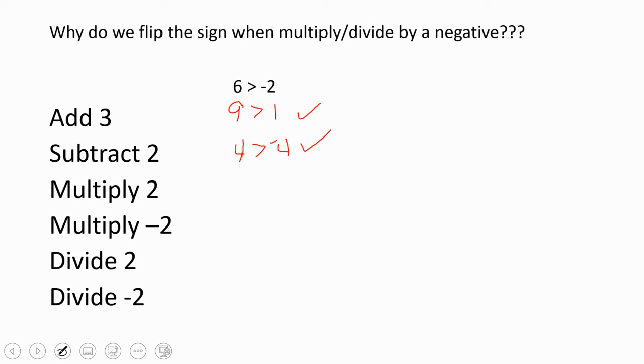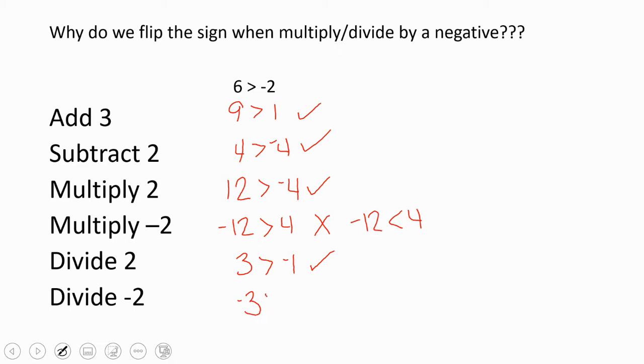Let's look at when I multiply by 2. I get 12 is greater than negative 4. It's true. How about when I multiply by negative 2? I get negative 12 is greater than 4. That's not true. Negative 12 is less than 4. Okay. How about when I divide by 2? I get 3 is greater than negative 1. That's true. How about when I divide by negative 2? I get negative 3 is greater than 1. That's not true. Negative 3 is less than 1.